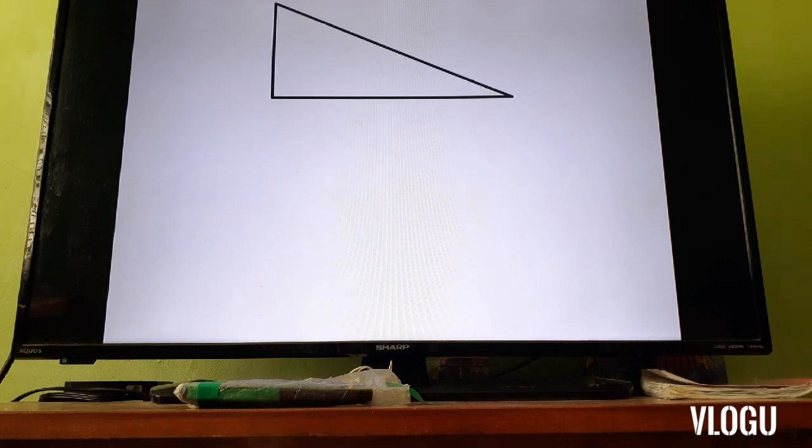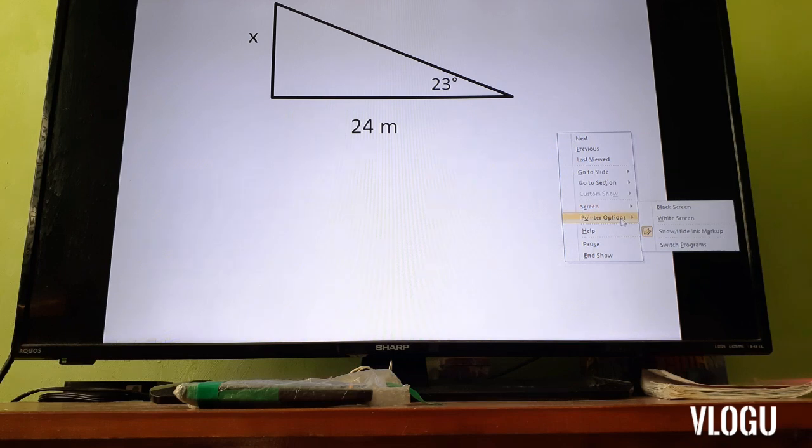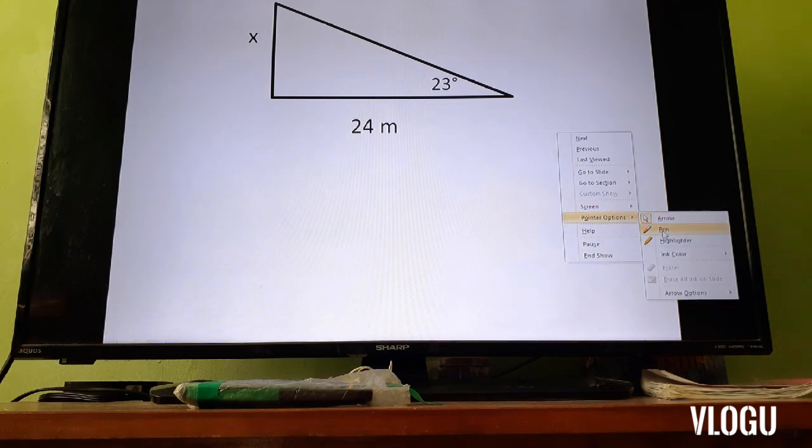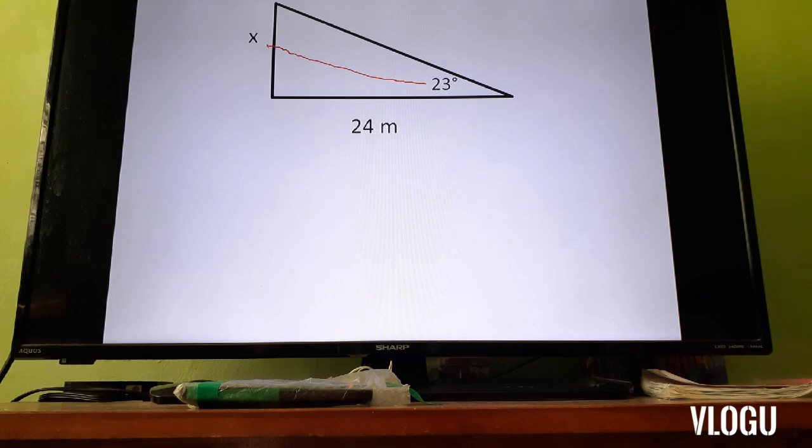How about if I have this triangle? My triangle has an angle of 23 degrees, and we're going to find the value of the opposite side of that angle. In short, the opposite side of that angle is the height of this given figure. So our angle is 23 degrees, and the opposite side of the angle is equivalent to x, which is a missing number. Given po yung atin pong adjacent side, but we're looking for the opposite side.